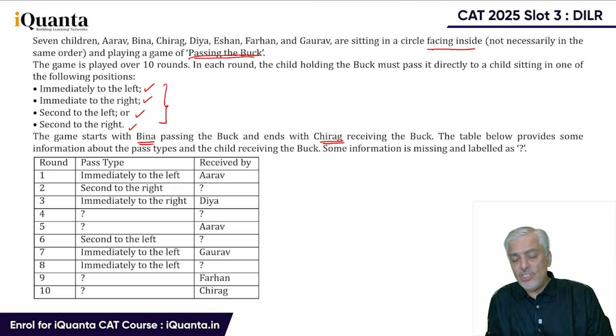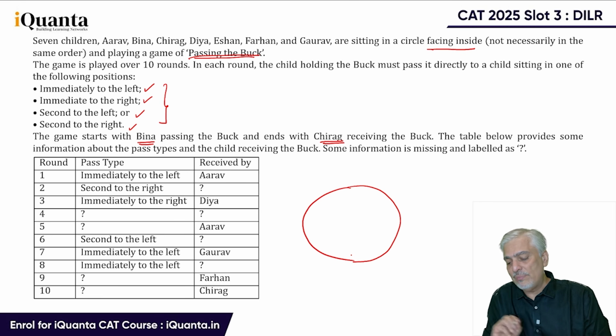So initially, when I look at this set at CAT, what is my first feeling? Okay, it looks like 7 people in a circle all facing inside, and they're going to play a game where they keep passing things, and some information is missing and some is given. Doesn't look very challenging, right? Even though I haven't done something like this, it will be more about arrangement and so many things, right? Let's go ahead and read the questions.